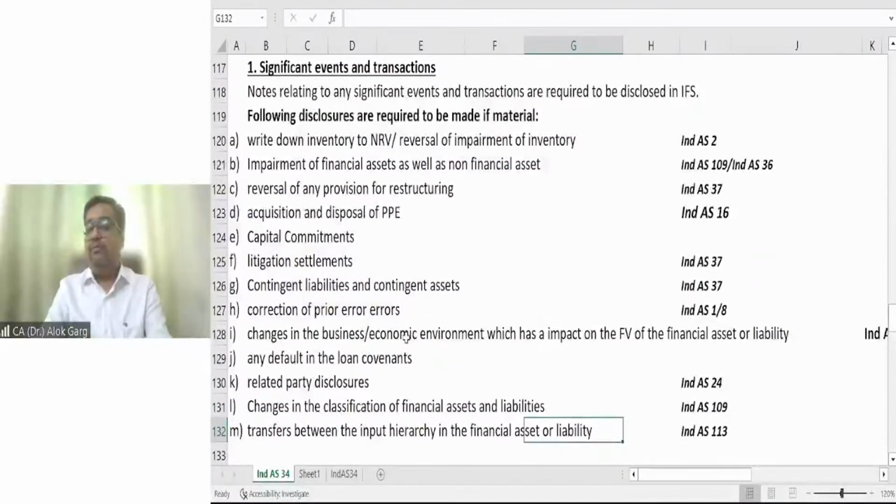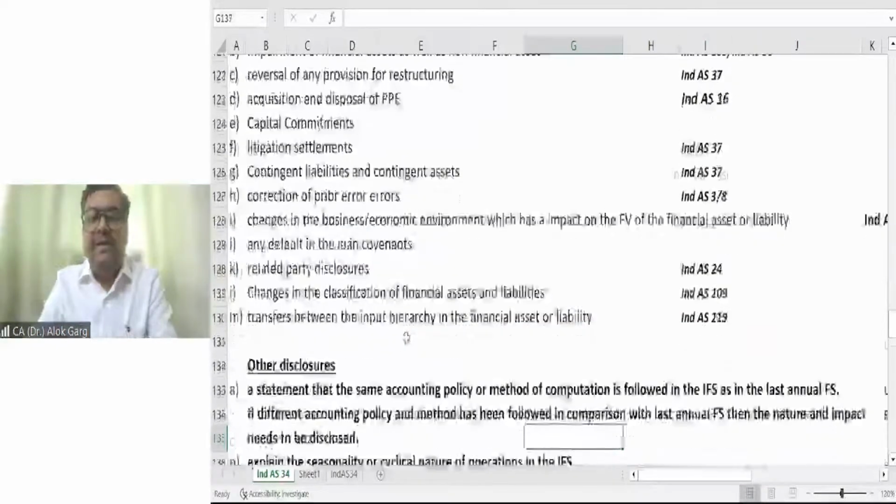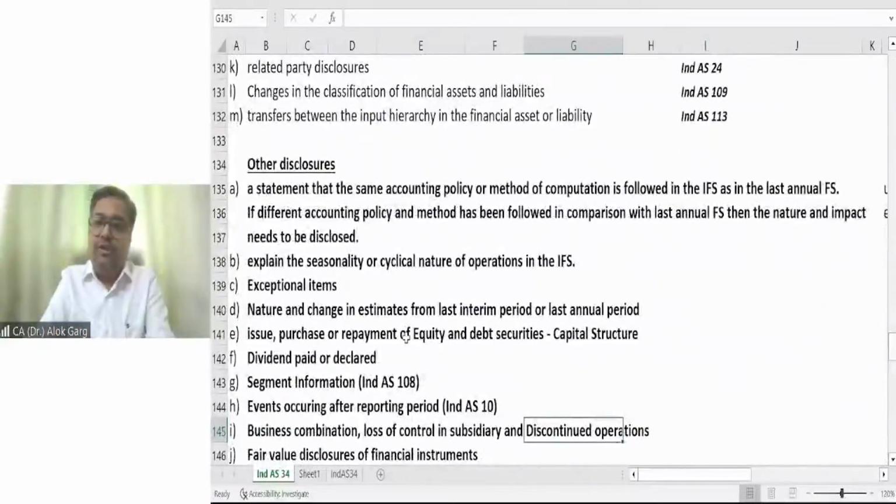So purchase of property, plant and equipment, sale of property, plant and equipment. These breakups, these detailed disclosures are required in the notes to accounts, like your annual financial statement, only if the item is material. Other disclosures are also required to be made. It doesn't matter if it is material or not.